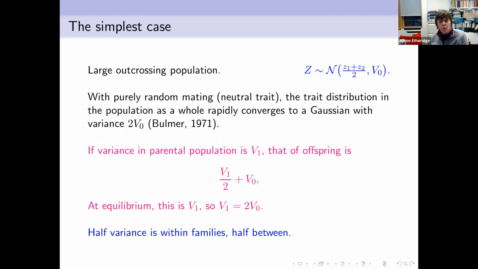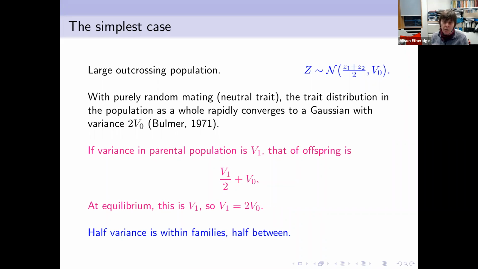So let's use V1 to be the variance in the parental population. Well, then the variance among offspring has two components. The first is the variance that arises from the way in which the parents were chosen, so from the (Z1 plus Z2) over 2. And the second is the variance V0, that is the additive genetic variance that we've supposed is reproduced in every generation.